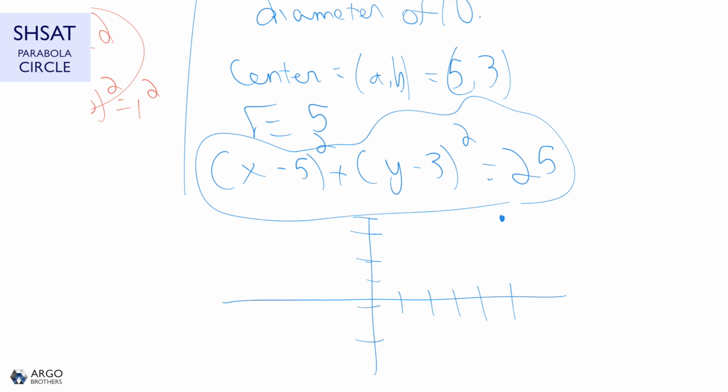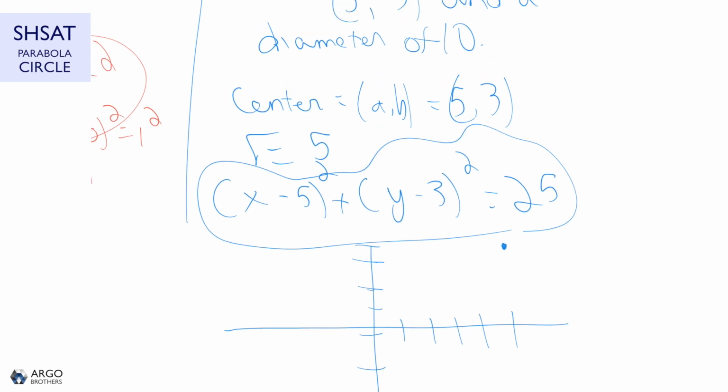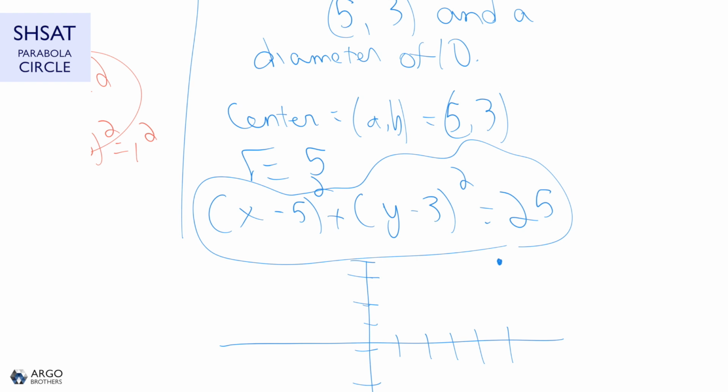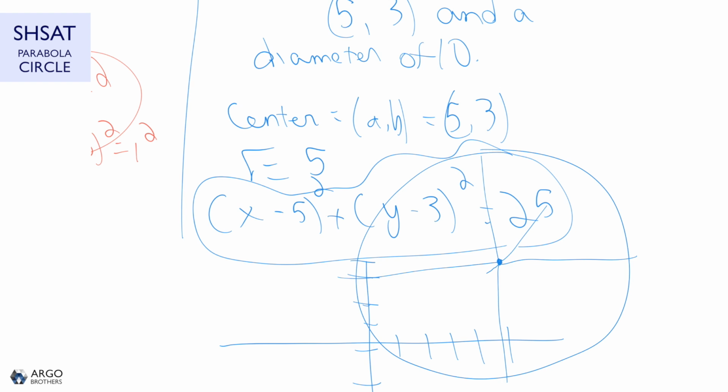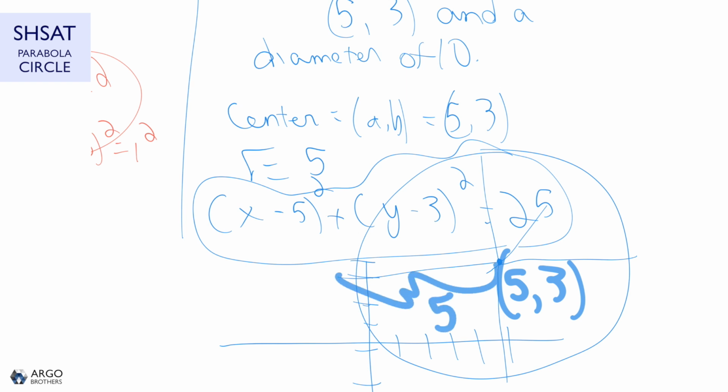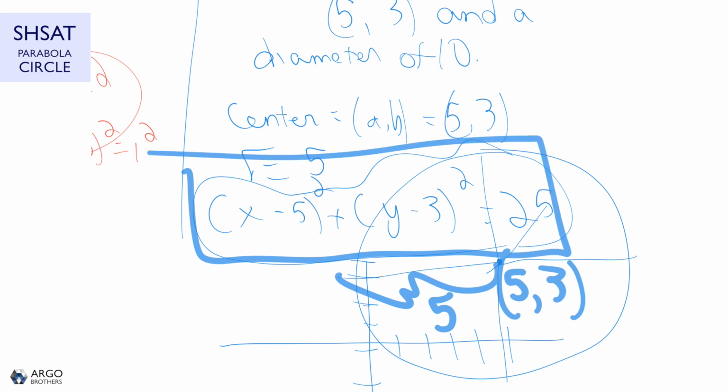It doesn't have to be exact, but you get the idea. It would be something like this. Here's the center, so we want to draw that radius all the way down there. So it'll be this huge circle. The point is, it's going to have a center at (5, 3) and a radius of 5. And then the equation will look like this: (x minus 5) squared plus (y minus 3) squared equals radius squared, or equals 25.